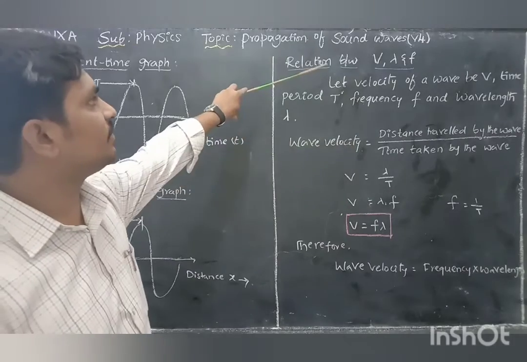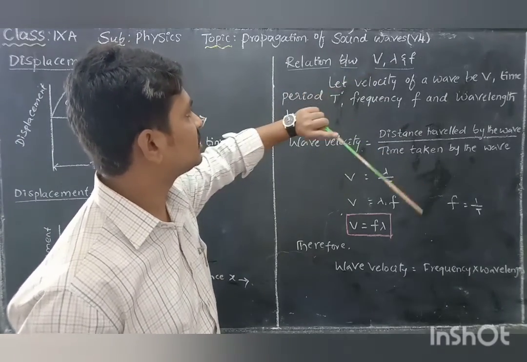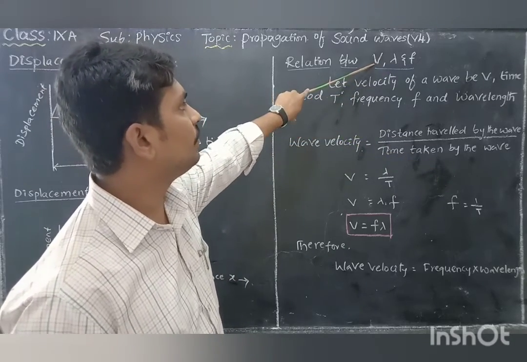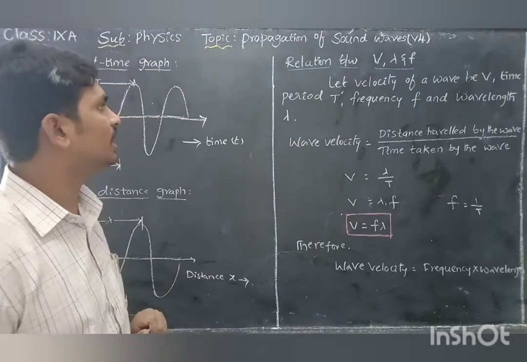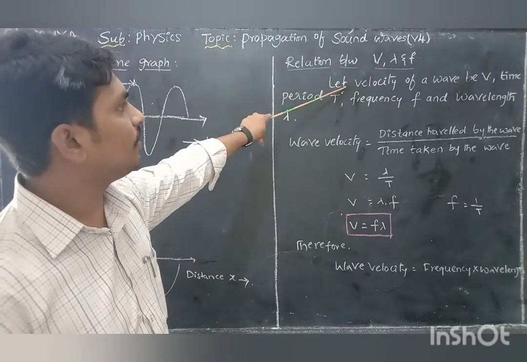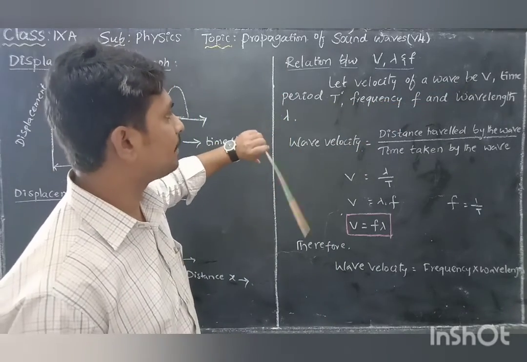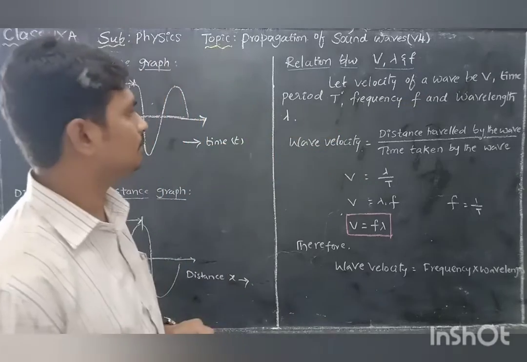Next, the relation between V, the wave velocity, lambda, the wavelength, and the frequency. The relation between the wave velocity, wavelength and frequency is very, very important. Let the velocity of the wave be capital V, the time period capital T, the frequency f, and the wavelength lambda.